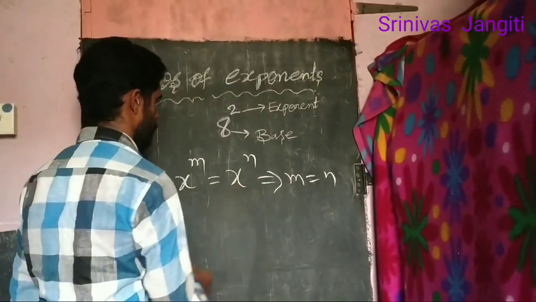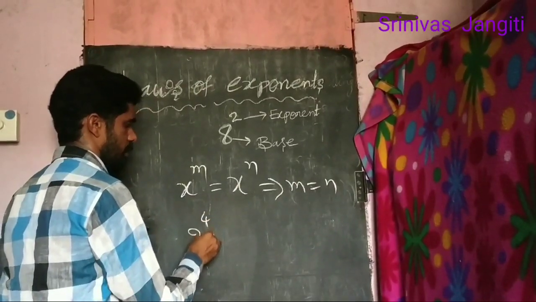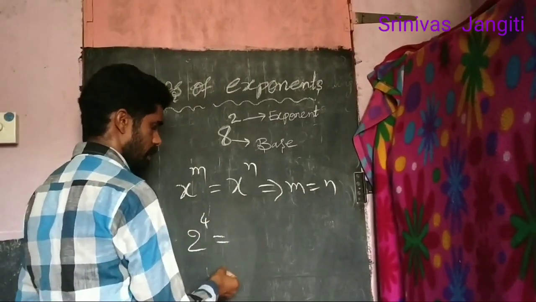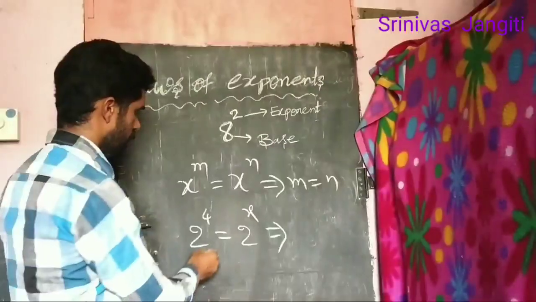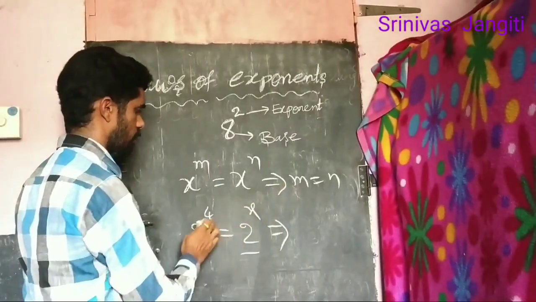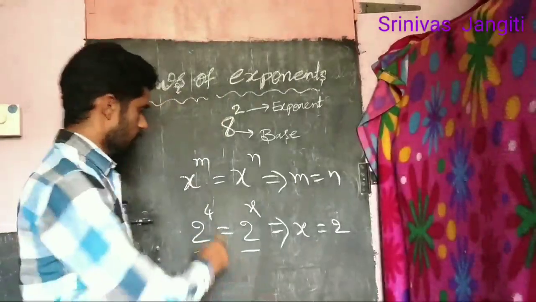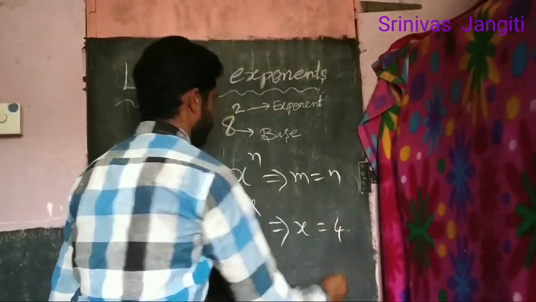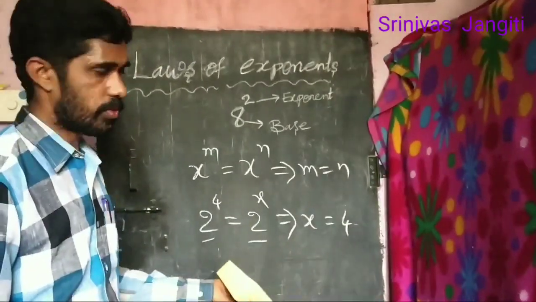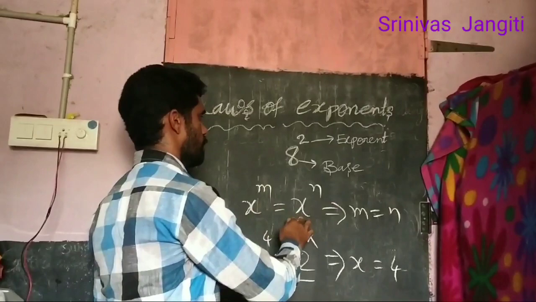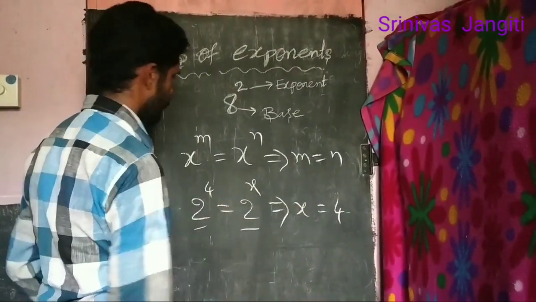Suppose like this, you tell me. 2 to the power of 4 is equal to 2 to the power of x. So what is the x value? The bases are the same, right? Now the bases are equal, then the exponents are also equal. Then automatically x is equal to 4. When the bases are equal, then the exponents are also equal. So simple, right? That is only x to the power of m is equal to x to the power of n. That implies m is equal to n. So when the bases are equal, then the exponents are also equal.